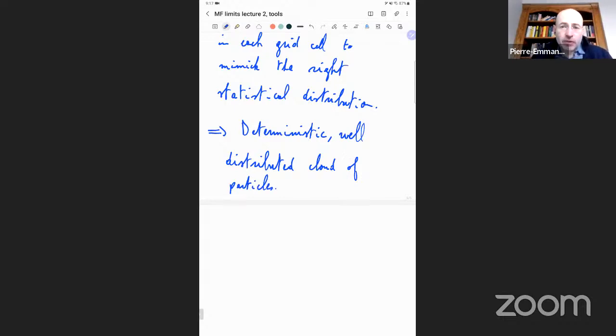And this is a very, very special case, again, because of how specific the application is. In essentially every other setting, the initial distribution of particles will be random to some point.